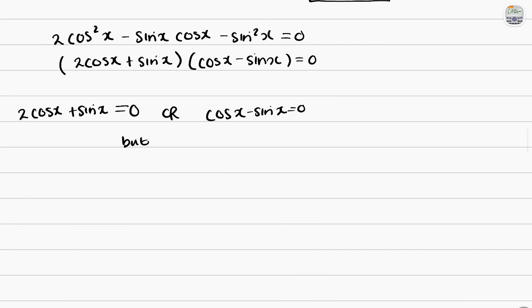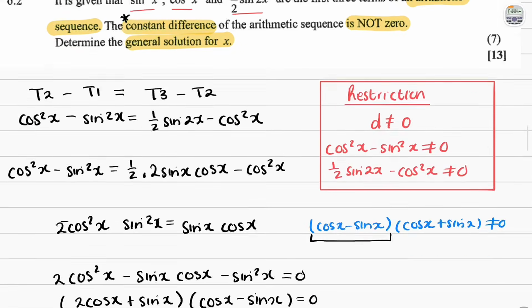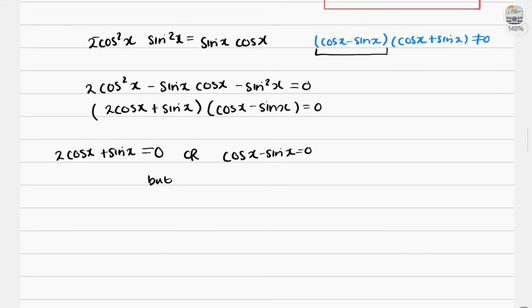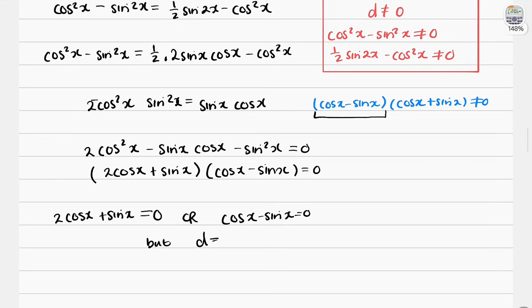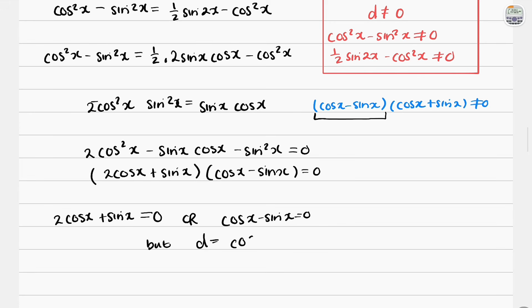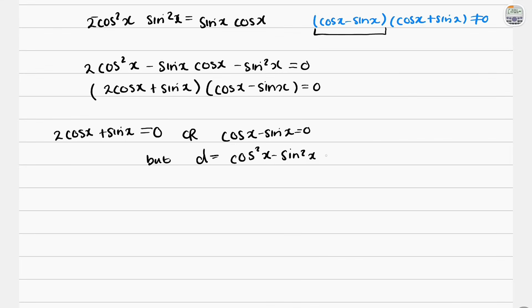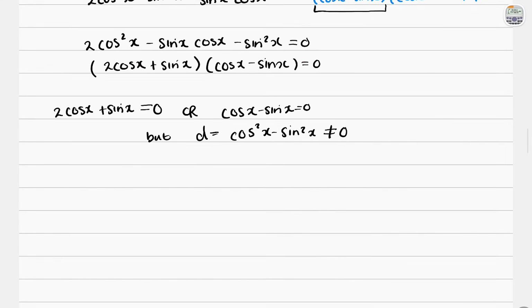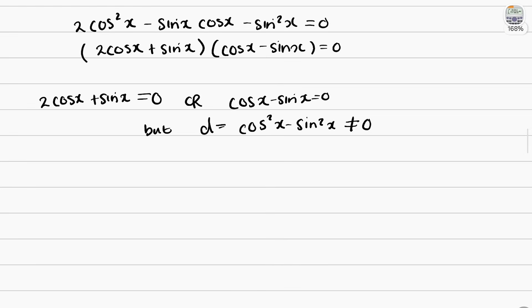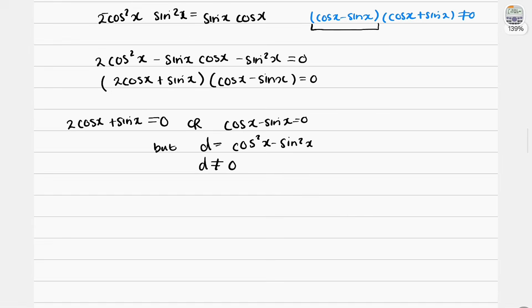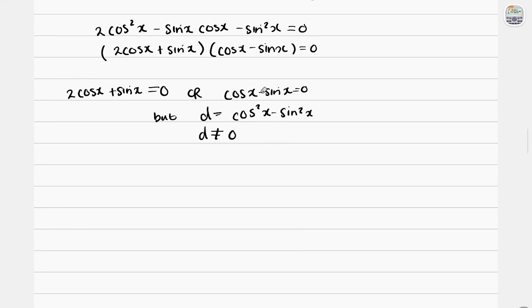But do you remember that you said the constant difference cannot be equal to 0? Therefore, the difference, which ended up being equal to cos squared x minus sine squared x, cannot be equal to 0. It should not be equal to 0. I guess you can just write it as that cannot be equal to 0, the difference specifically. So you see what we can't accept. We can't accept that because of the restriction.